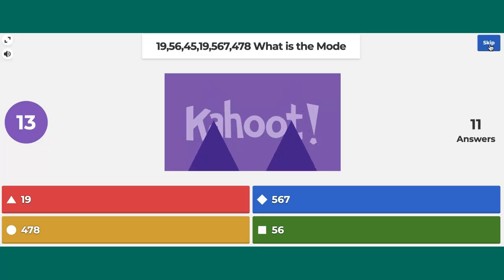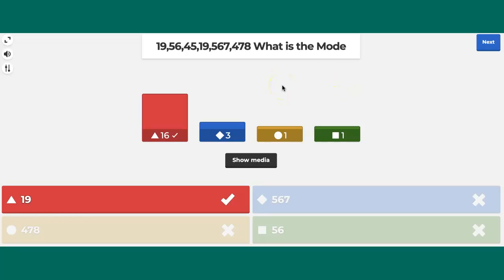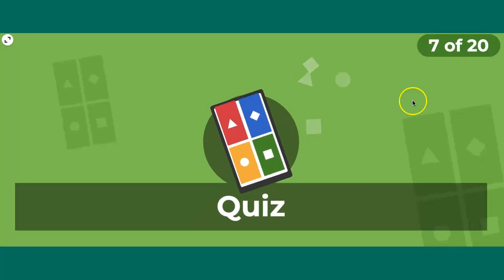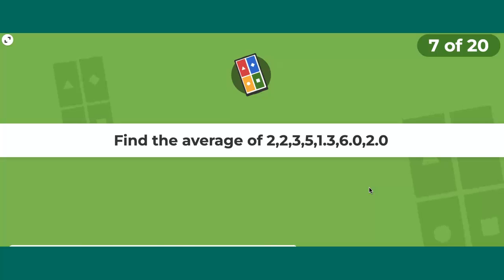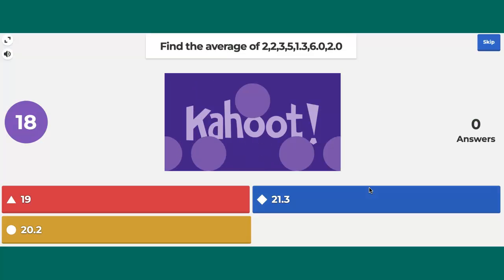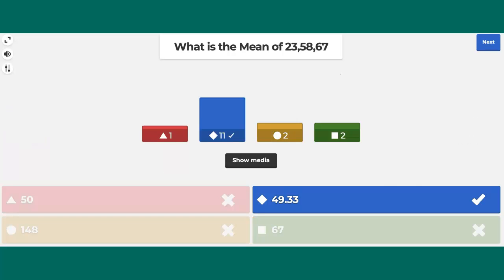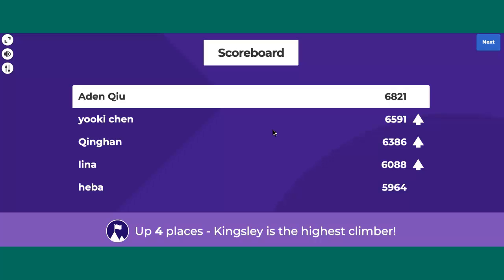19, 56, 45, 567, 478. What is the mode? 19 is the mode. Next, we got Aiden, King Han, Jason went down. Next. Find the average of 2, 2, 3, 5, 1, 3, 6, 0, 2, 0. You got 13 seconds. This is the mean. I don't know where Jason is already.